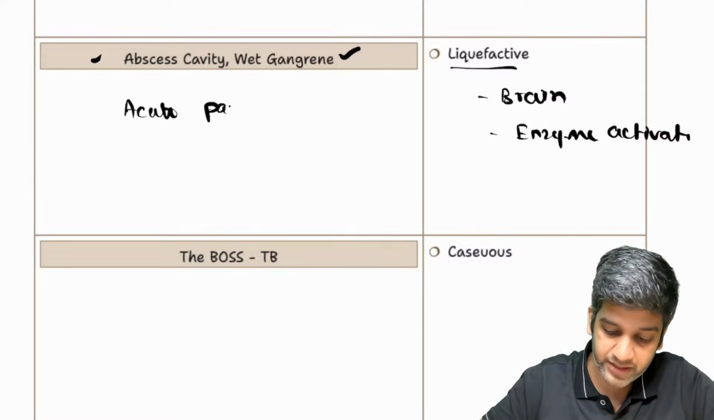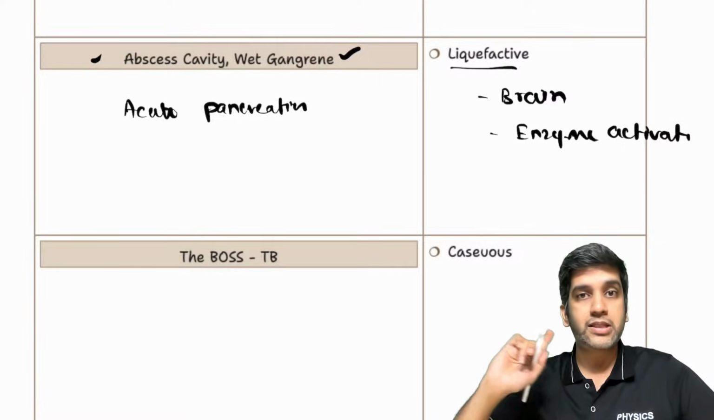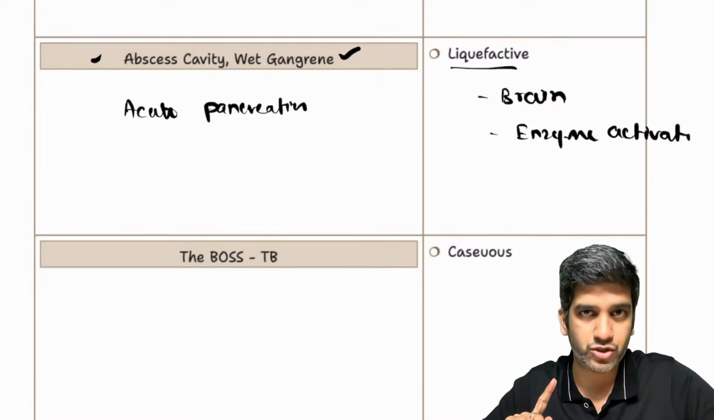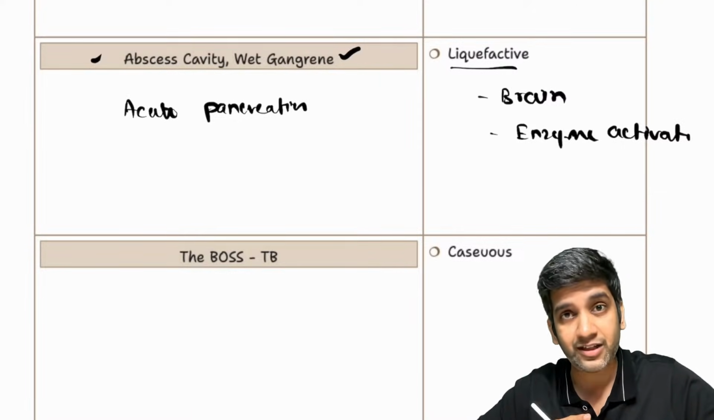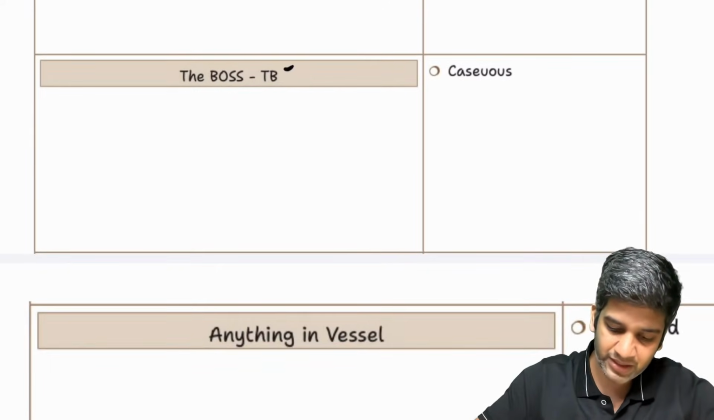In acute pancreatitis, there is an enzyme activation, so you'll have liquefactive necrosis only. Surrounding the pancreas, you'll have fat necrosis, because the pancreas is not made of fat, it cannot have fat necrosis, as simple as that, right? Caseous, only one guy, tuberculosis.